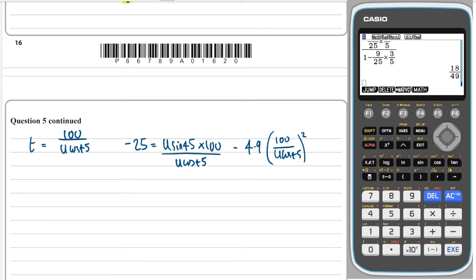The first thing I can spot is that we've got a sine over a cos here, and of course sine over cos is tan, and tan of 45 is equal to 1. So that's going to be helpful. Essentially those two are going to cancel, and we've got u divided by u, which is also going to cancel. So we've just got 100 there. So we can minus that from this side to get minus 125. Next we can divide minus 125 by minus 4.9.